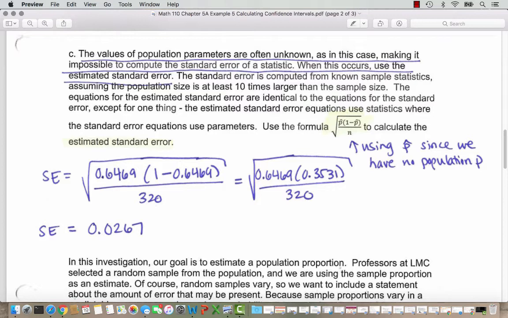So very often in real life, we don't know the population proportion, so we work entirely with the sample data. So all of our calculations are estimated standard errors.